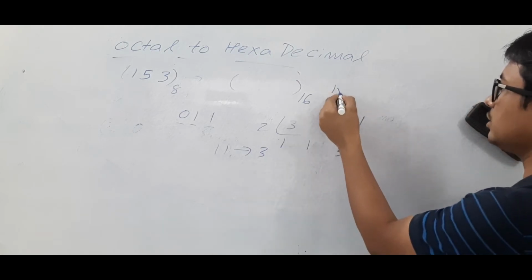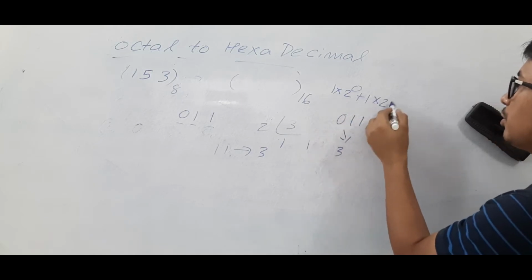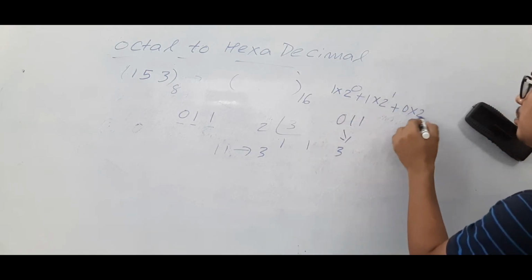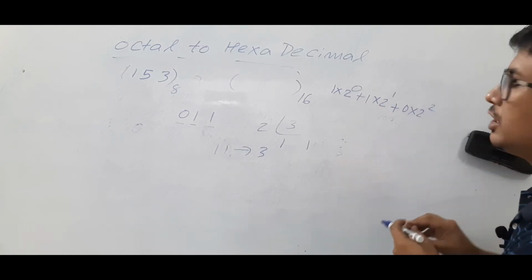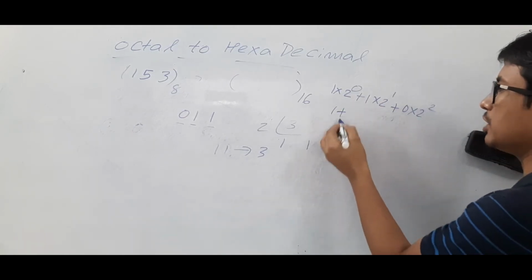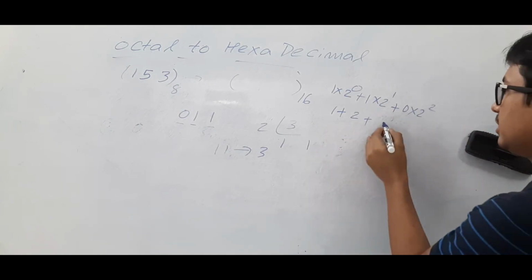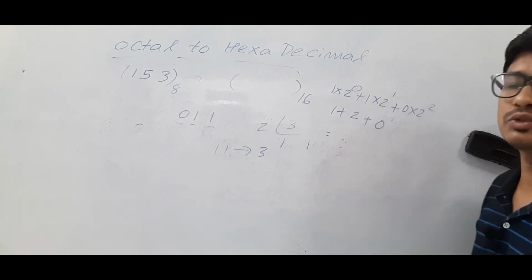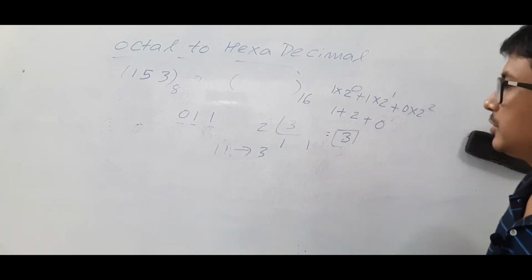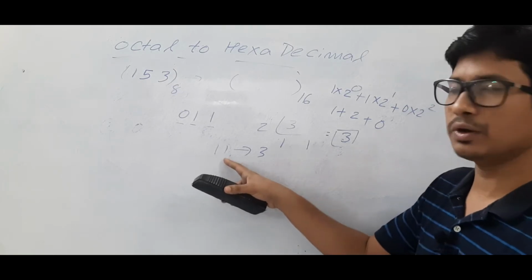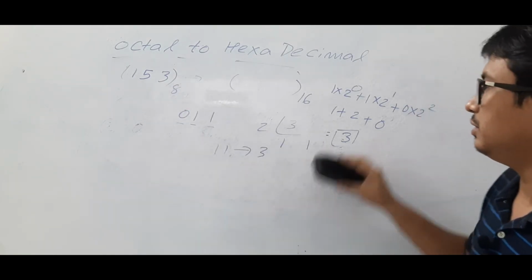This is 1 into 2 power 0, plus 1 into 2 power 1, plus 0 into 2 power 2. 1 into 2 power 0 is 1, plus 1 into 2 power 1 is 2, plus 0 multiplied with anything will be 0. So 1 plus 2 plus 0, you will get 3 as the output. Whether you consider it as 1, 1 or as 0, 1, 1, it will give 3.